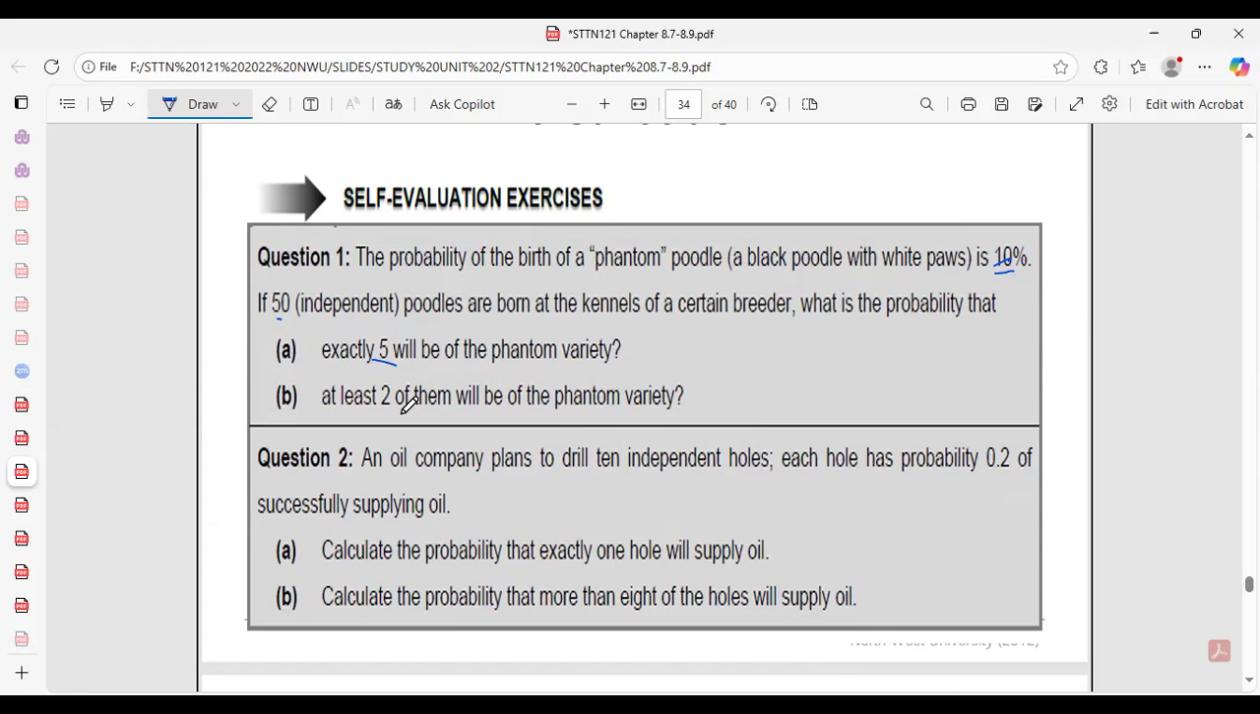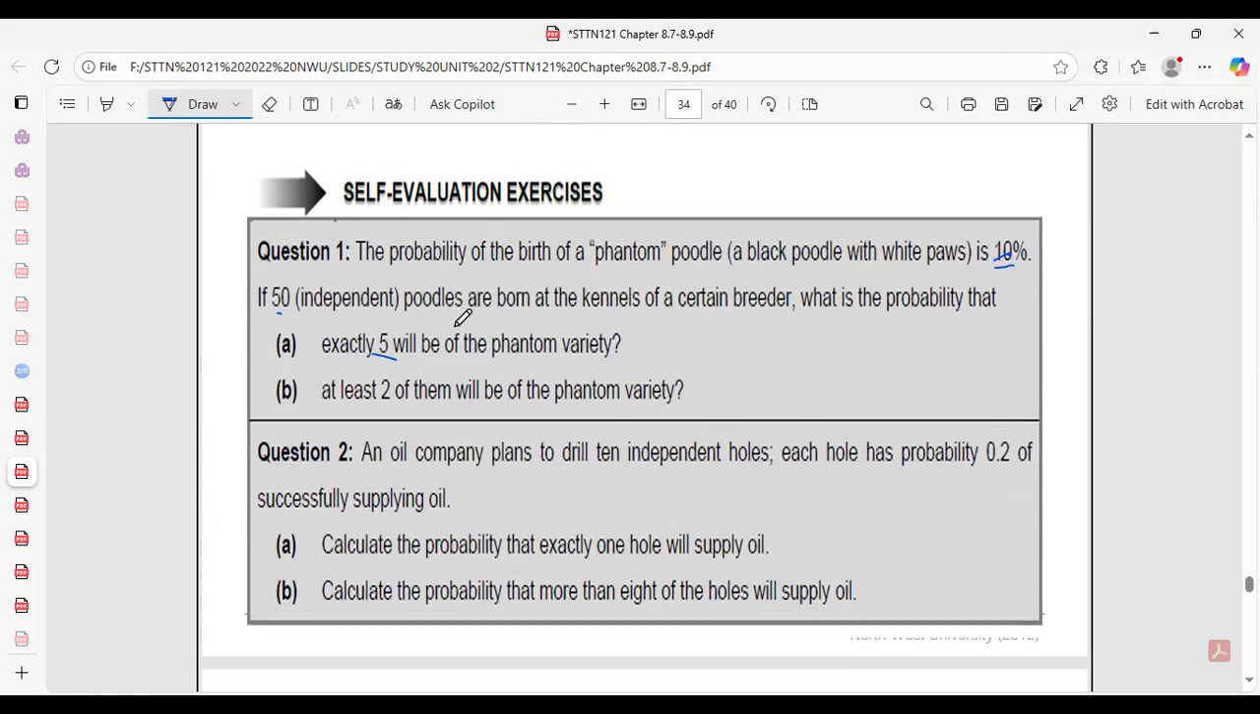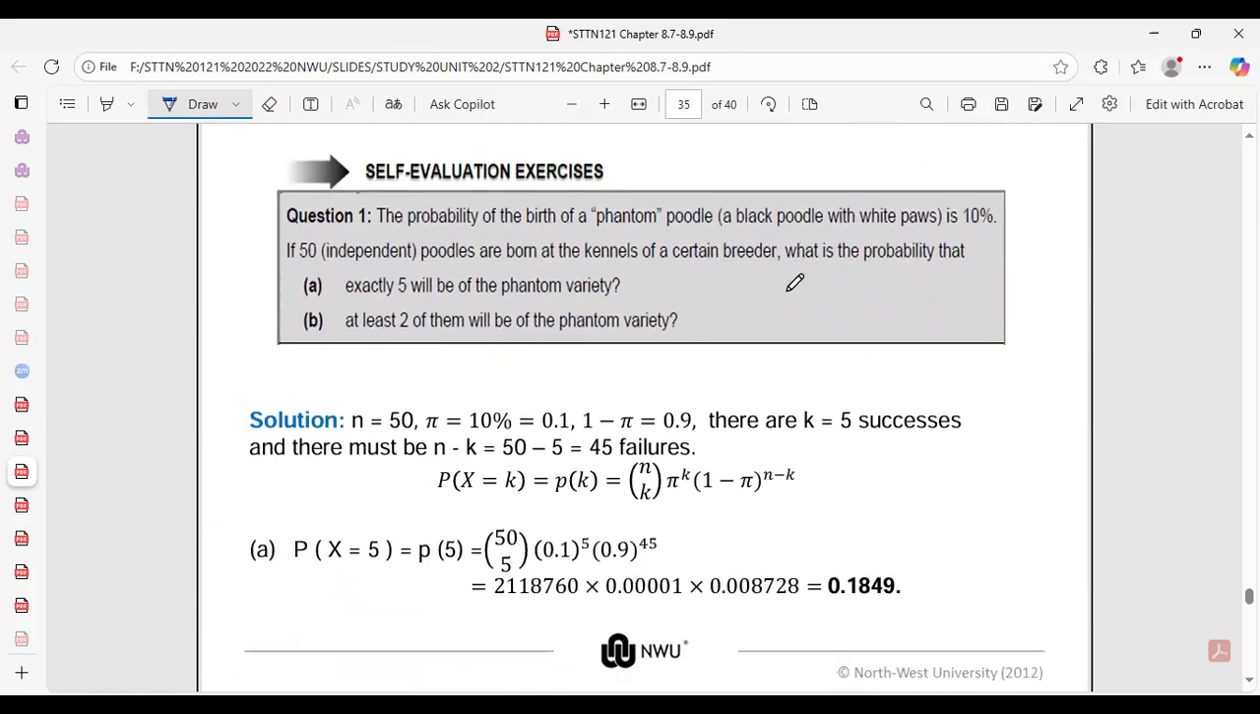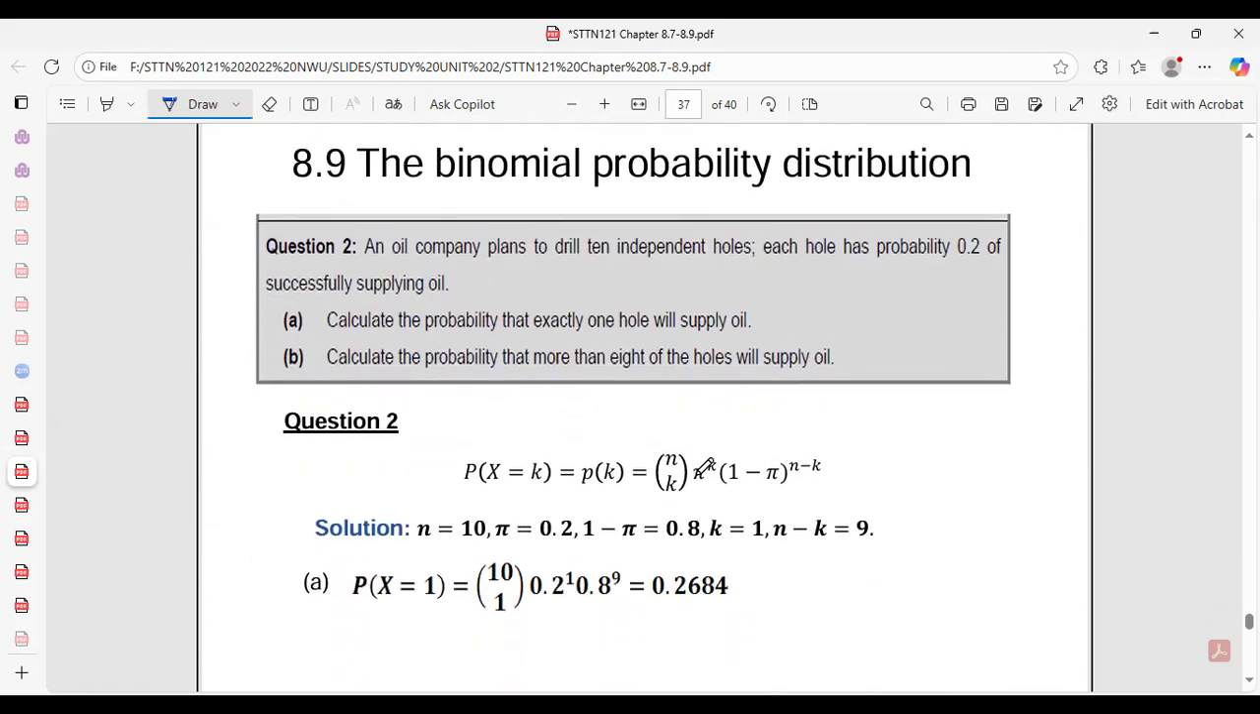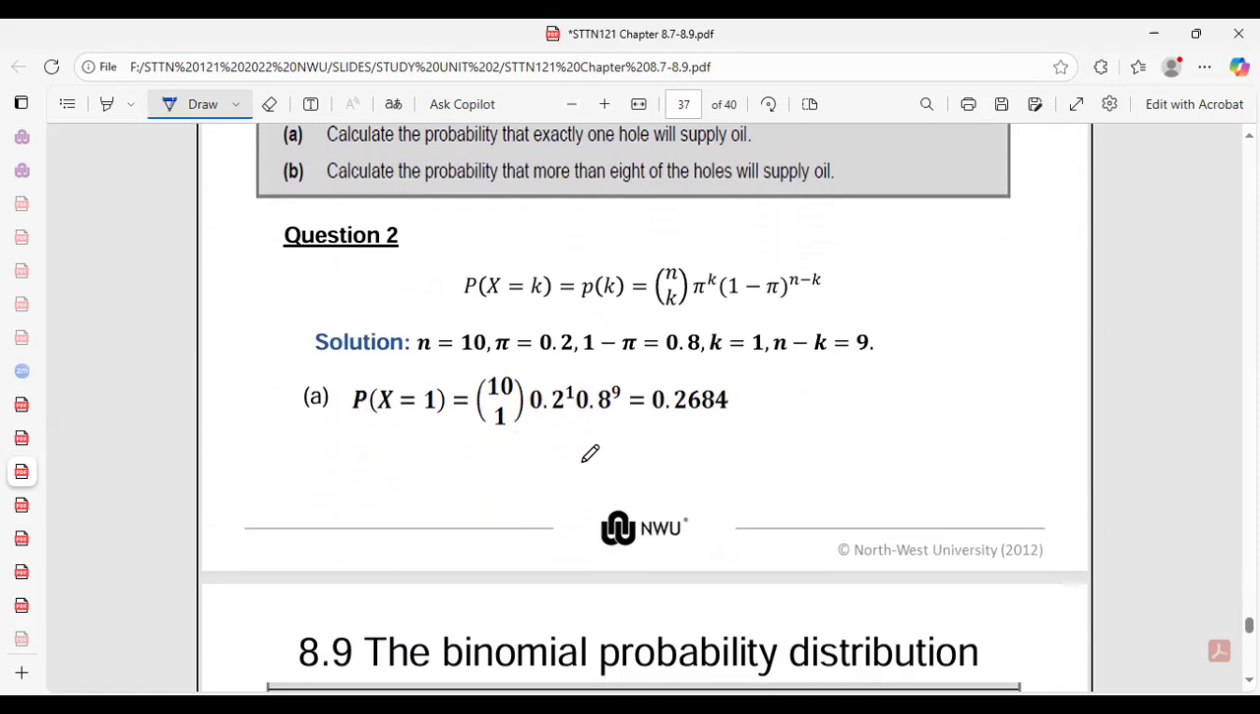At least 2, you're going to start with 2, 3, 4, 5, and so on. Same applies to this one. You'll see when we do the questions. So you see, binomial probability under the Bernoulli population is very interesting. So what is the other one? Same thing. It's very interesting.